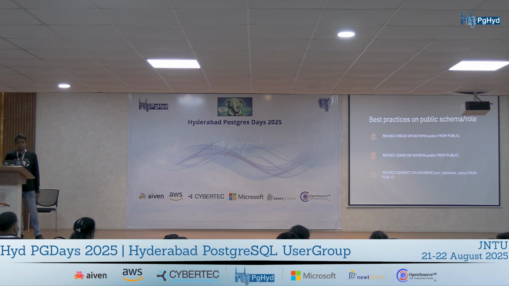For version 15 this is not required, because this first one is automatically revoked by default. And for revoke usage on schema, irrespective of the versions, every new user gets this usage privilege on the schema. So revoke this usage privilege from the public role for the public schema, and the same goes for connect on database as well. Okay. Any questions so far about public role and security?